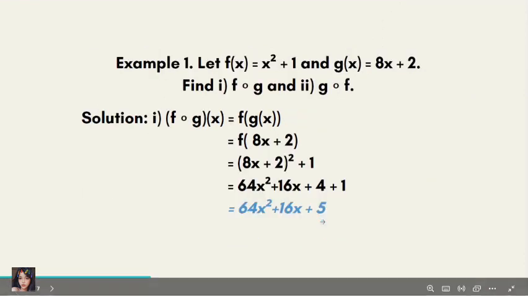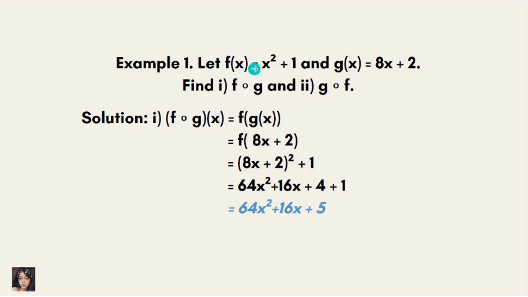So we have here example number 1. Let f of x equal x squared plus 1 and g of x equal 8x plus 2. Find f composed of g and g composed of f. For our first solution, we will first find f composed of g of x, which is equal to f of g of x. The first thing that we will do is substitute the value of g of x into f of x.